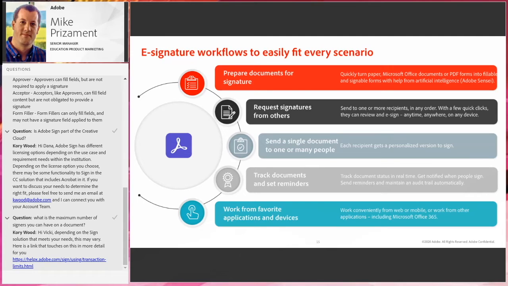You can send it out to many people at once. So if you have the same document that needs to be signed by multiple people, we call this feature bulk send, where you can think of it as almost a mail merge where you can upload all the different email addresses and send the document out to all these people and then track its progress.